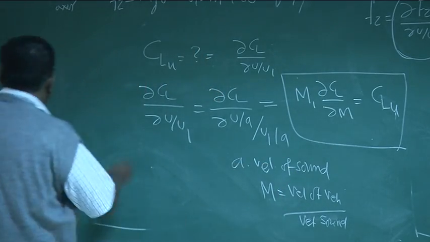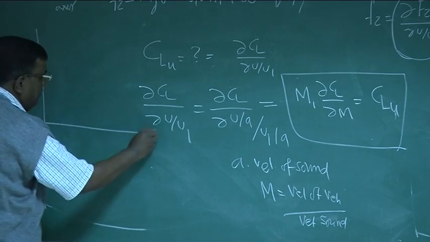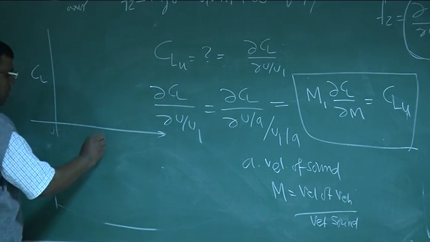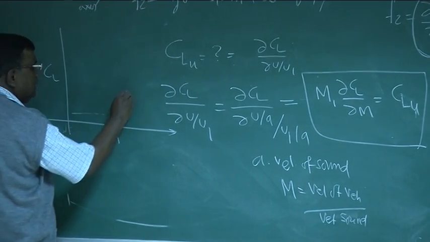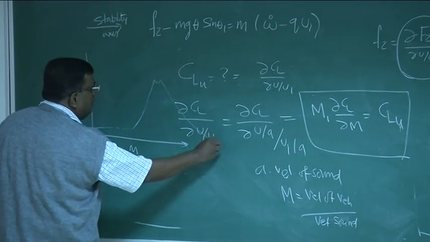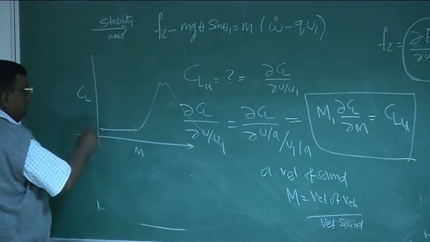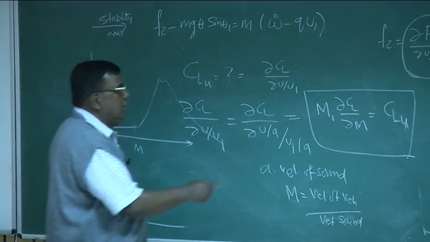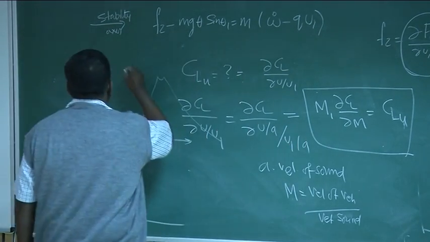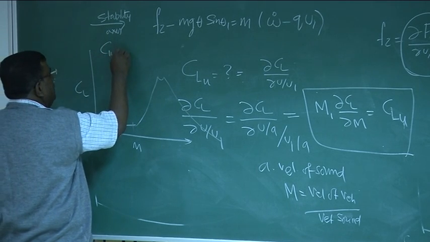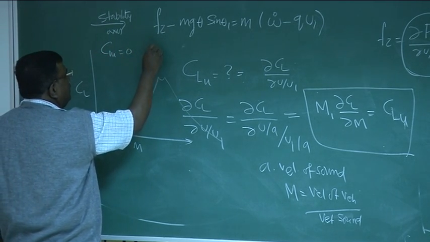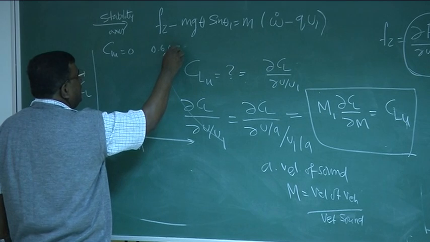Now, just now I showed you a representative plot of CL versus Mach number, which is almost like this. And you know that up to 0.6, 0.7, this dCl by dm is 0. So CLU will be 0 up to 0.6 Mach or 0.7 Mach.